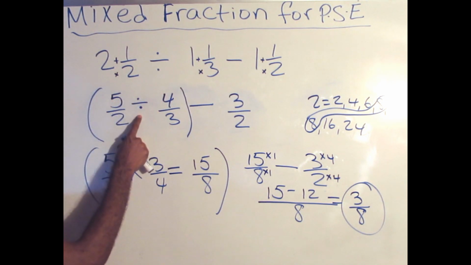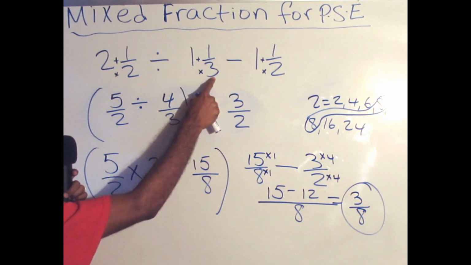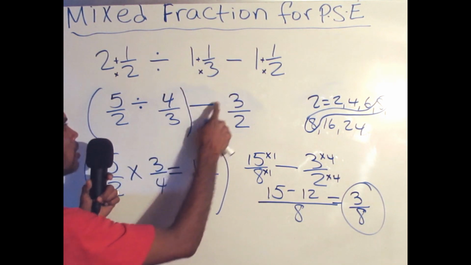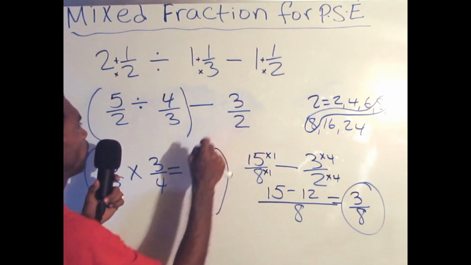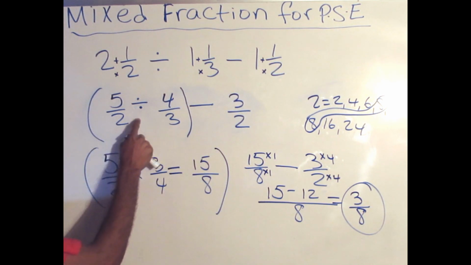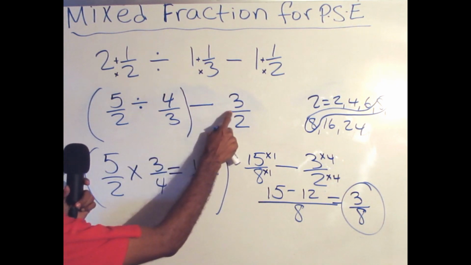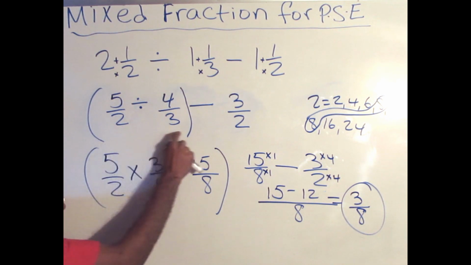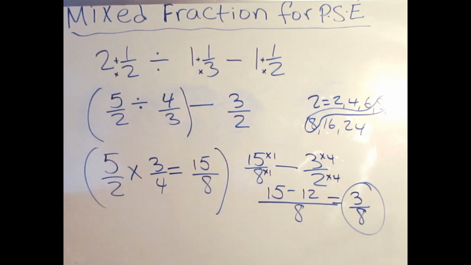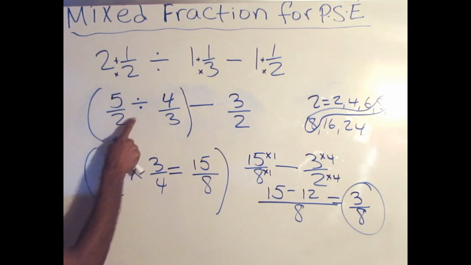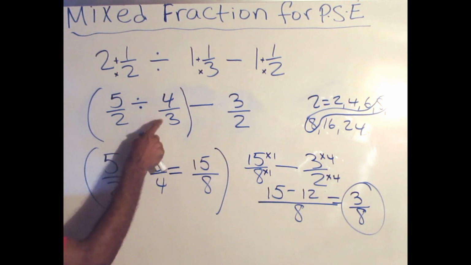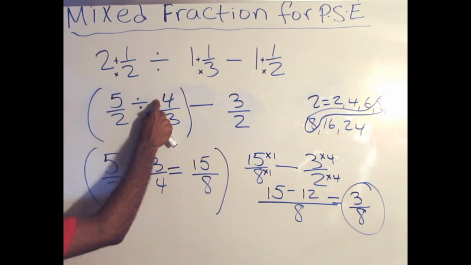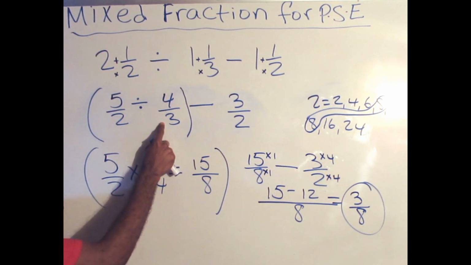Then we use our same sign, divided by 1 times 3, 3 plus 1, 4 over 3. We use our same minus sign. Then 1 times 2, 2, and 1, 3 over 2. So we got 5 over 2 divided by 4 over 3 minus 3 over 2. So after we change our mixed number to improper fraction, we got this from this. When it comes to dividing fractions, we'll change our sign to multiplication, and we'll do the reciprocal, which means that your denominator will become your numerator, and your numerator will become your denominator.